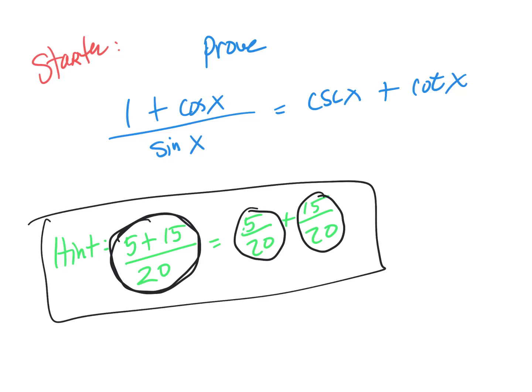So I gave the kids this hint in green that 5 plus 15 over 20 could separate into 5 over 20 and 15 over 20. And it would still make 20 out of 20, which means that this is an example of how you could split up something plus something on the top divided by something into two fractions.